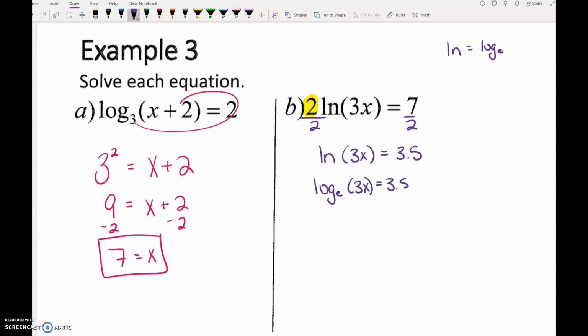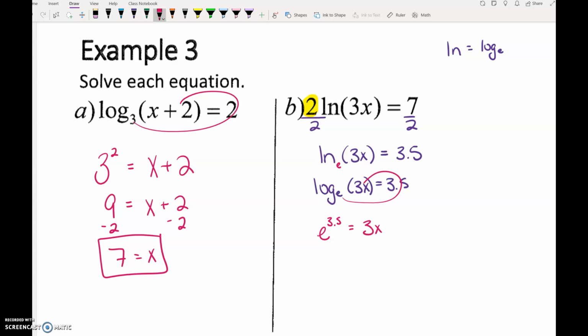Oops, I forgot my close parentheses. Others of you would be fine just writing a little e as the base, just to remind yourself that ln is base e. Either way, we need to change forms. e raised to the 3.5 equals 3x.